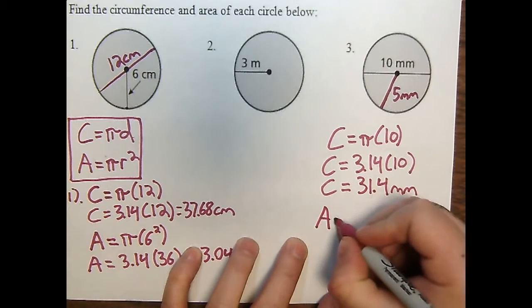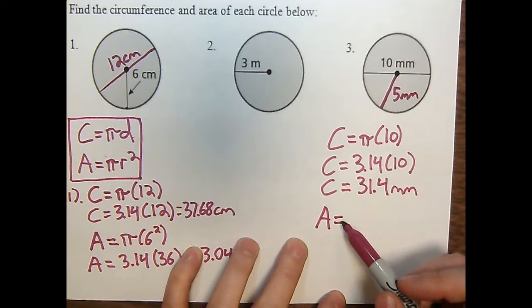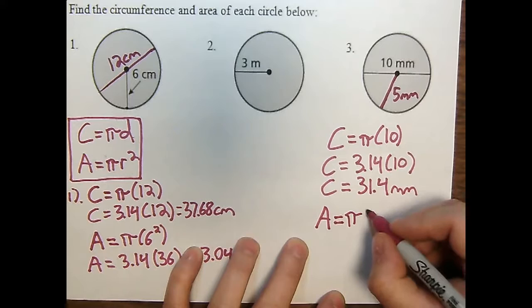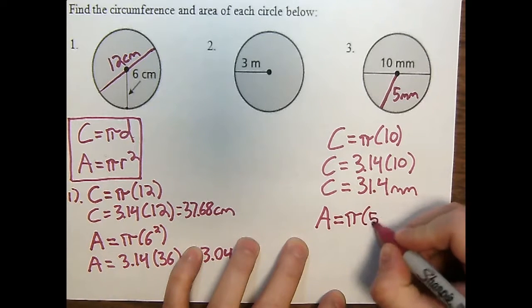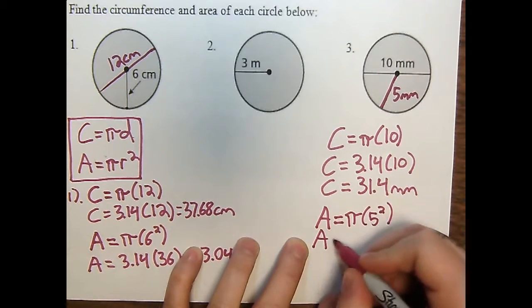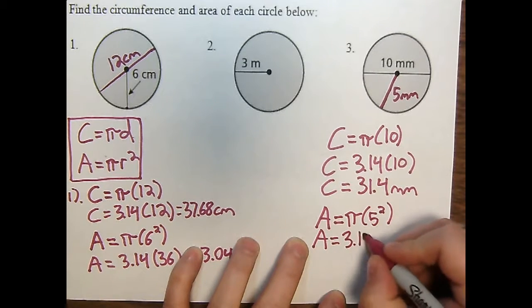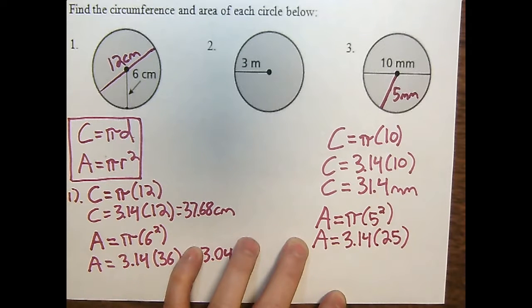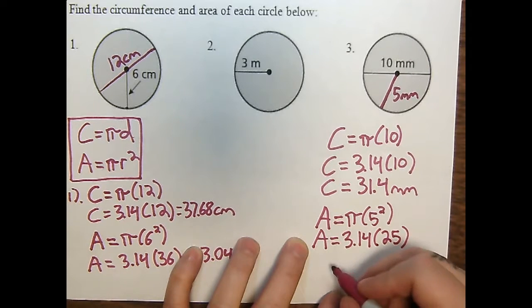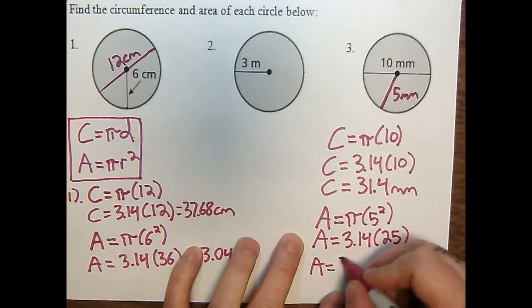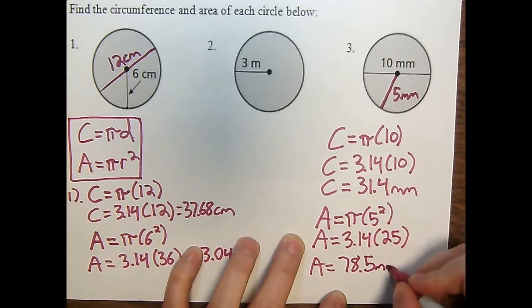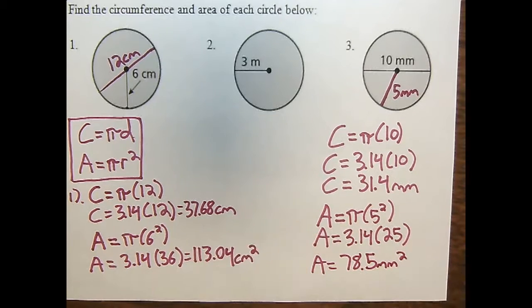Now for the area, we do the same thing. We just fill in our formula. So we know that apple pies are 2, so that is pi times 5 squared. So we get area equals 3.14 times 25. So we just take 3.14, multiply it by 25, and we get the area equals 78.5, and that's millimeters squared because area is 2 dimensions.